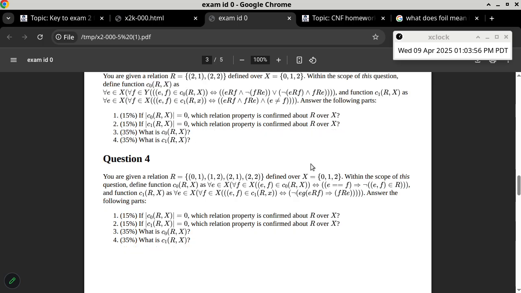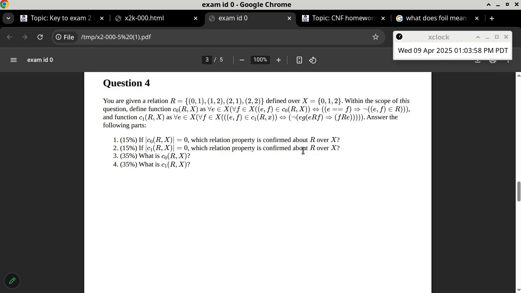Number four is very similar in nature. The only thing we have to watch out for is do we get something new in this case? This one does get something new because C0 is defined a little bit differently, not like something that we have seen before. So this time it is defined like this. To spell it out, for every E in X, for every F in X, EF as a tuple is in C0 if and only if blah, blah, blah, blah. The really important part is this blah, blah, blah, blah part.